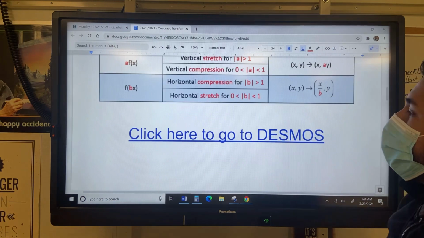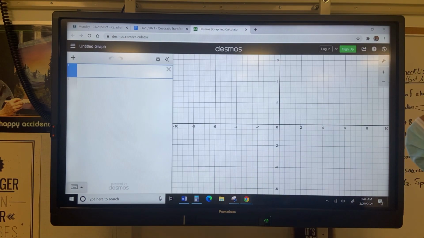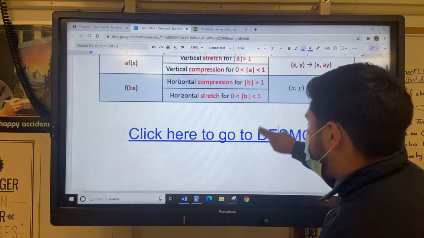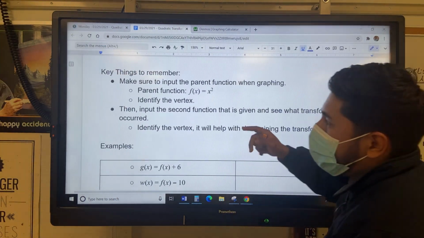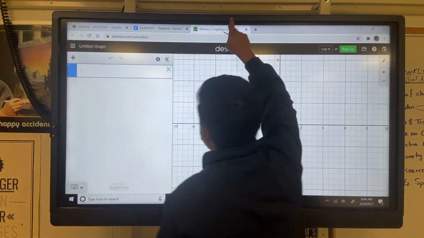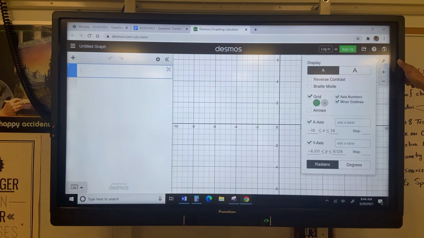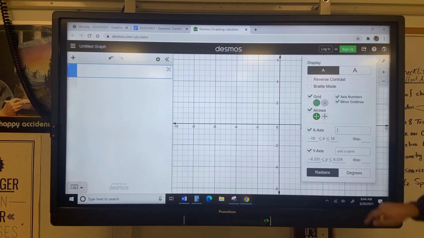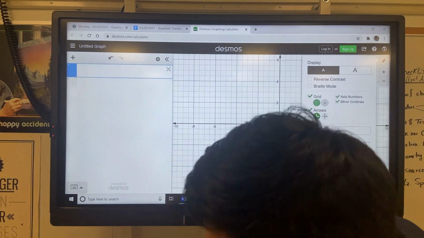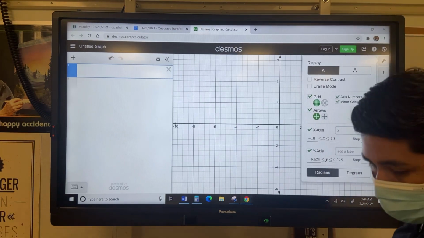Hook it up, click Desmos, click right here, boom. You got the calculator. And let's do some examples. Key things to remember, make sure you input the parent function, f of x equals x squared. So I'm gonna put that in the first line. Oh, almost forgot, don't forget you click the little tool. You just wanna put arrows. Right here, I'm gonna put x. It's not bringing up the board, no worries. X, and then right here I'm going to put 1.